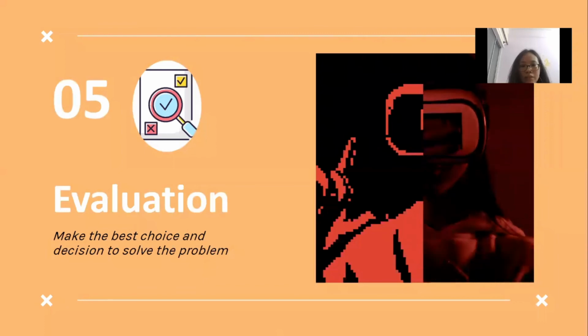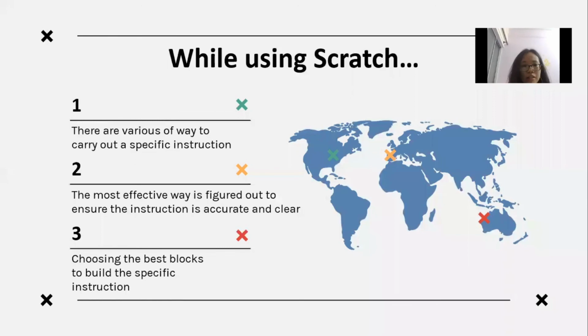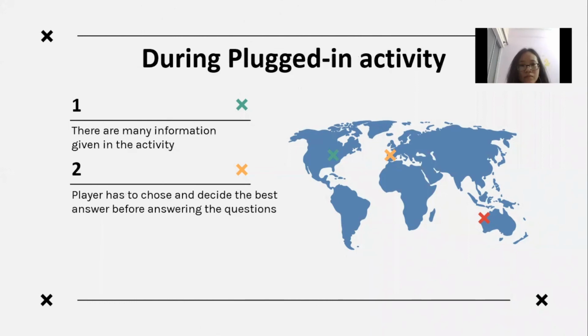Evaluation means making the best choice and decision to solve the problem. While I'm using Scratch, there are various ways to carry out a specific instruction. So I have to figure out the most effective way to ensure that the instruction is accurate and clear. I have to choose the best block to build the specific instruction. But during the plug-in activities, there is a lot of information given in the activity. So the player has to make an evaluation by choosing and deciding the best answer before answering the question.